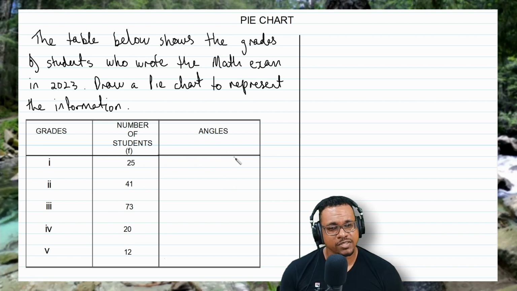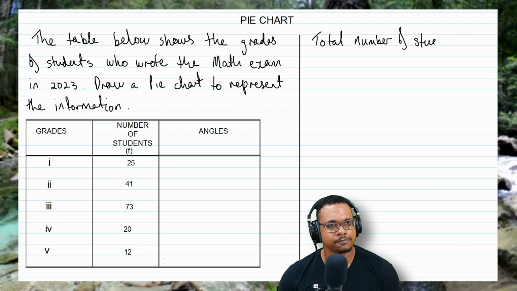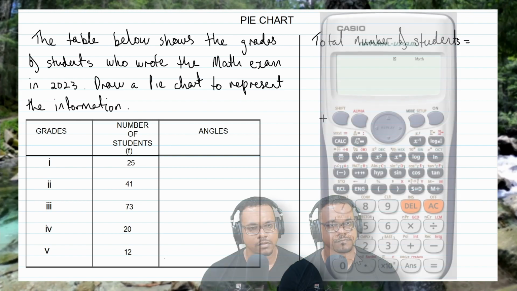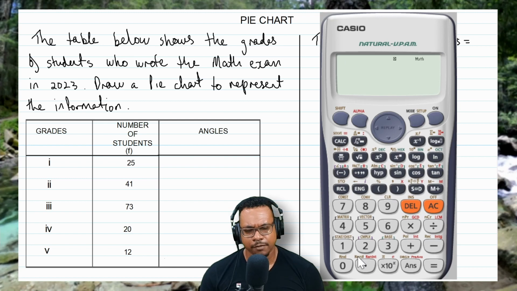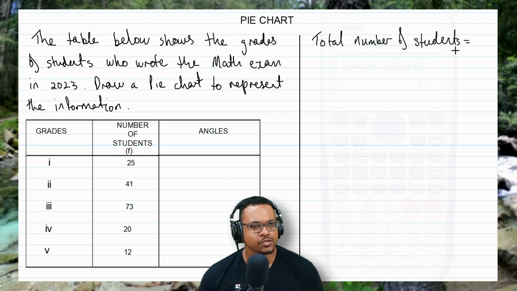So before I can start working out the angles, I need to know the total number of students. So that means I'll have to add up everything in this column here. So I'm just going to write here total number of students. I'm going to bring my calculator up to add up the total number of students. So I'll have 25 plus 41 plus 73 plus 20 plus 12, and that'll be equal to 171. So my total number of students is 171.